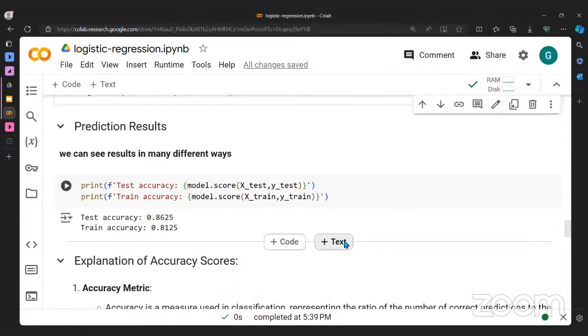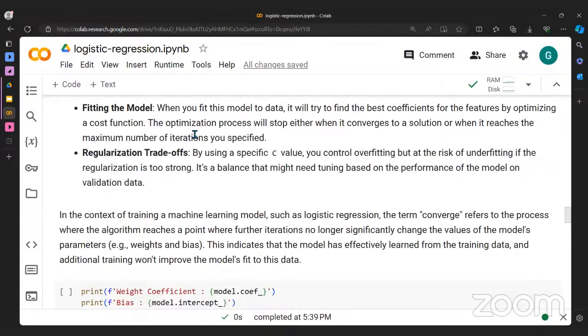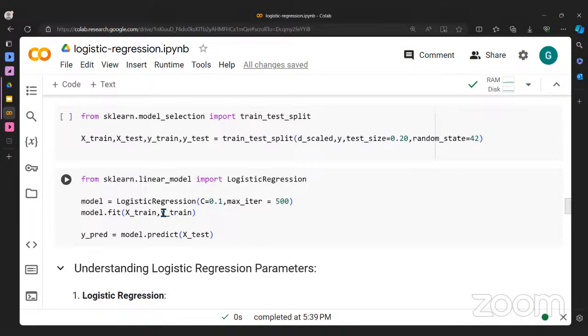Okay, so this is where we start looking at it. We've done the prediction just in case you missed it. We did the prediction here. After splitting, we trained the model. This was where we did the prediction.